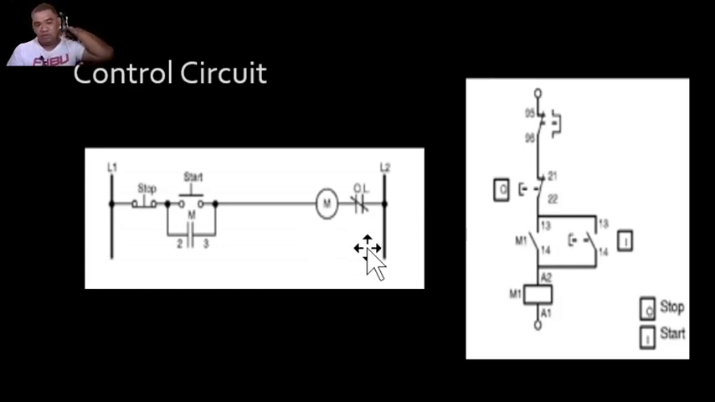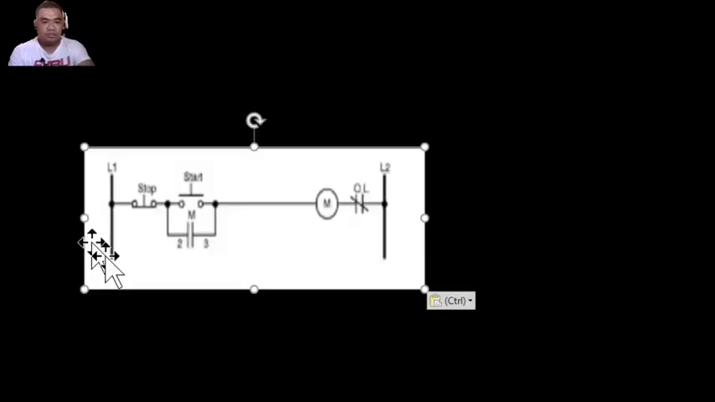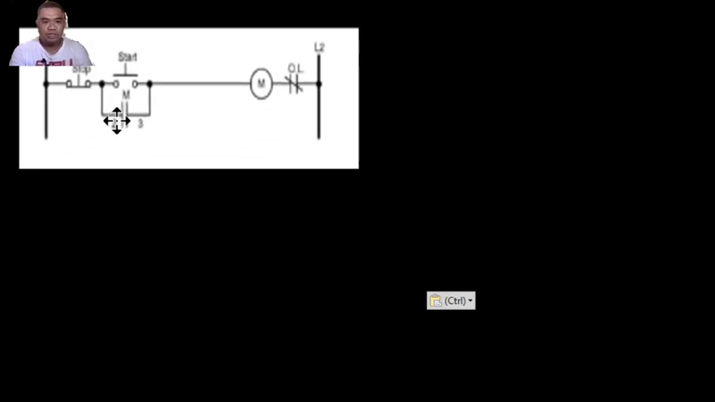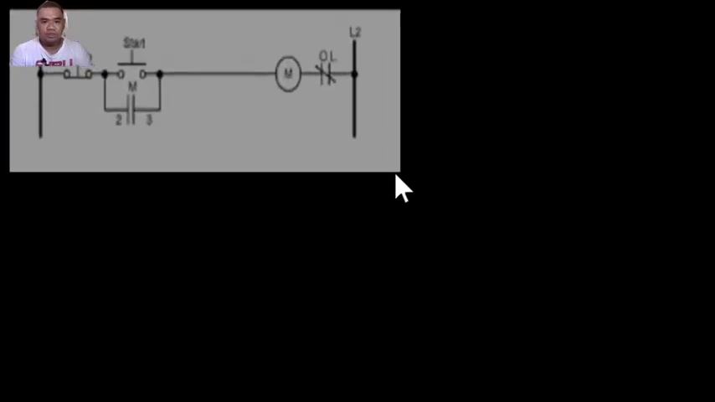Okay, now we will go to the interpretation. First, we are going to interpret the control circuit. Maybe we should copy this one. We go to a new slide here, just paste our control circuit. Maybe we could make this one a little bit bigger.